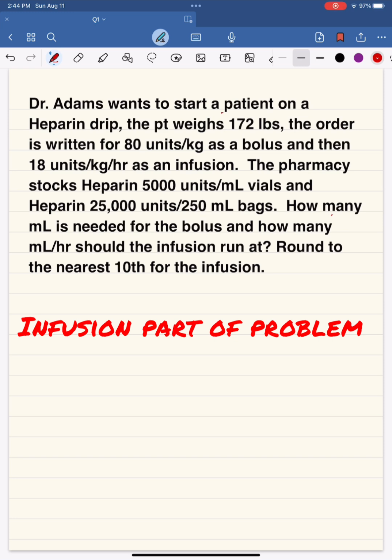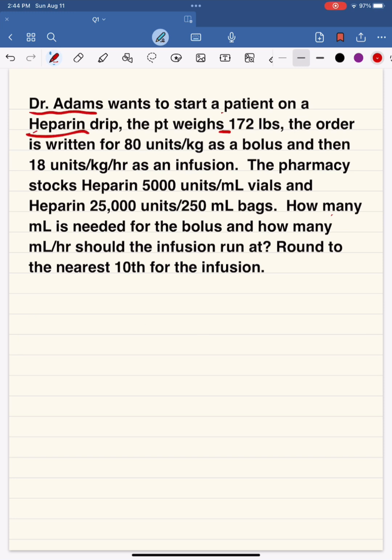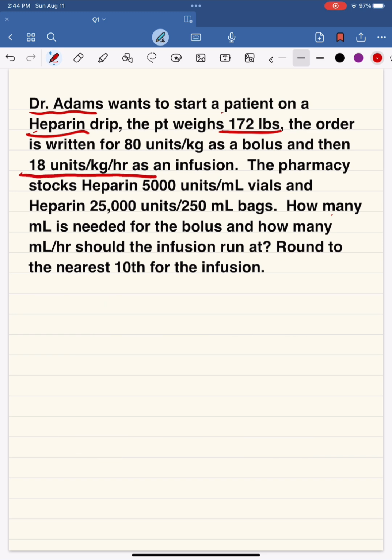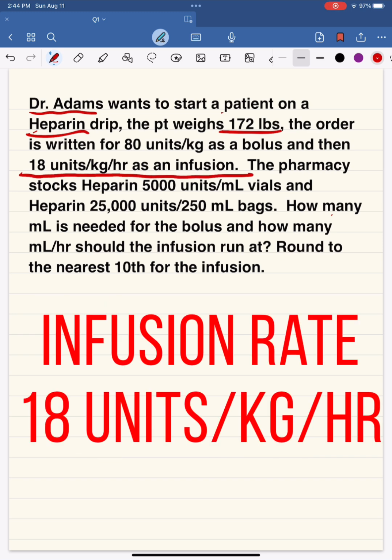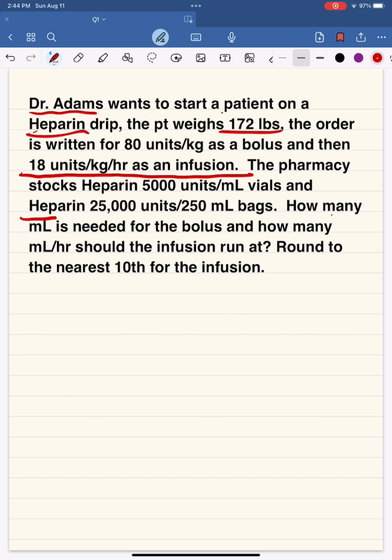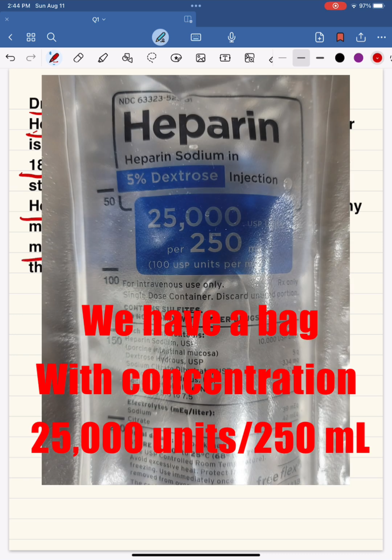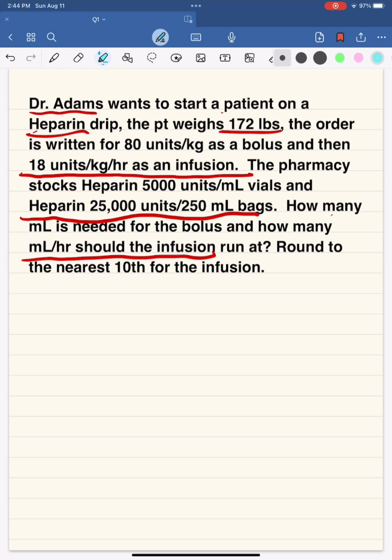Next, we're going to do the infusion problem. So let's look at the problem again. Dr. Adams, you have a patient who wants to start a heparin drip. Patient weighs 172 pounds. You have to convert pounds to kilograms. Very important. 18 units per kilogram per hour infusion rate. The pharmacy stocks a bag of 25,000 units per 250 ml. Very important, pay attention to the concentration. How many ml per hour should the infusion run at?